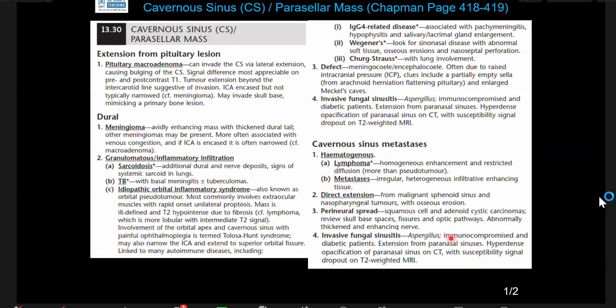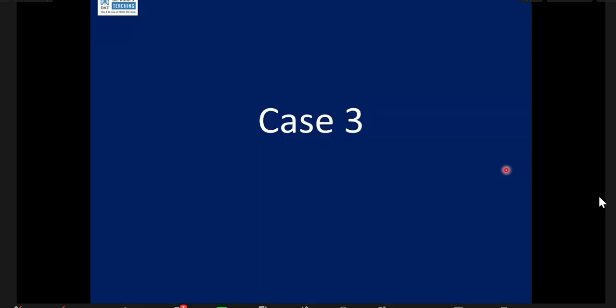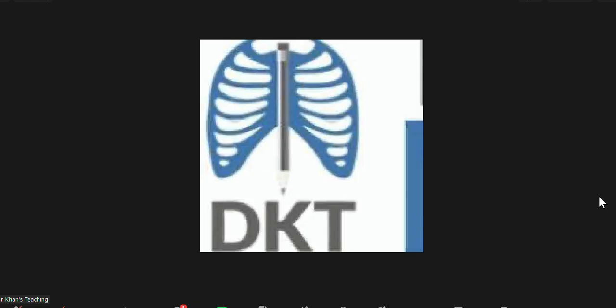Our case, as the candidate very well picked up, also extended into the cavernous sinus, and this is a differential diagnosis in CNS, cavernous sinus, or parasellar mass, and where chondrosarcoma is given that it can go, which is common sense, where it can go. So let's go back to the case.